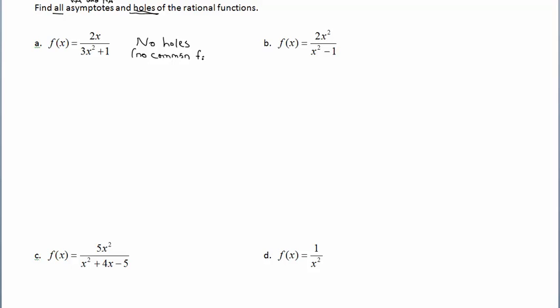Let's write that down now so that later when we look back at these notes, we'll remember why we said no holes. Look at example B. The numerator is factored. The denominator I can factor into x minus 1 and x plus 1, but neither one of those factors will cancel with anything in the numerator. So as in the first example, we have no holes because we have no common factors.